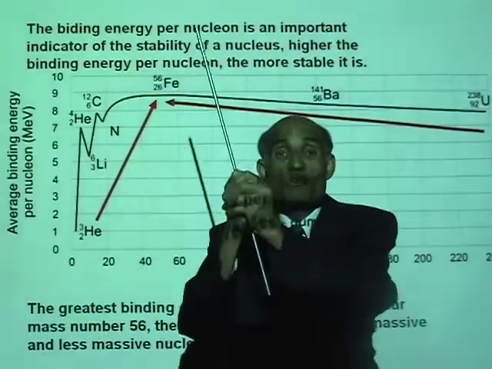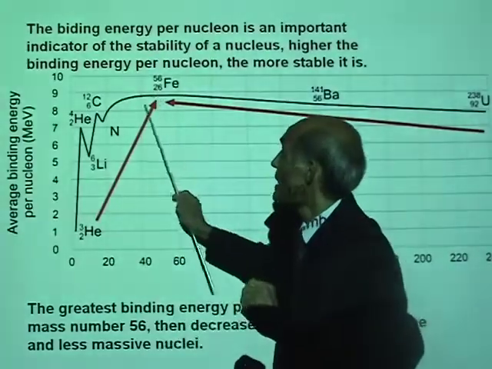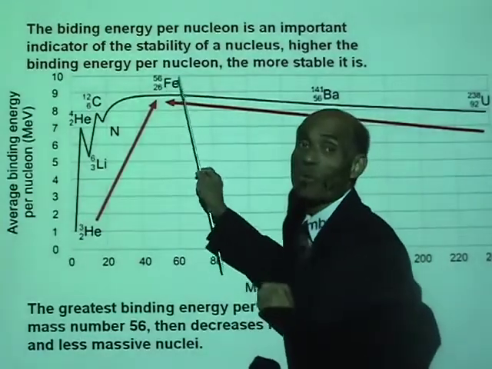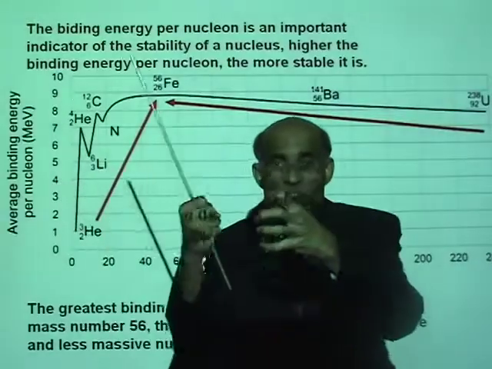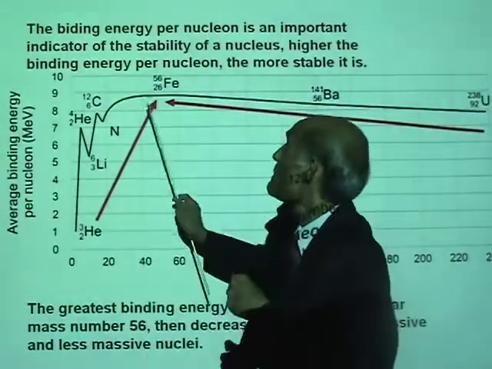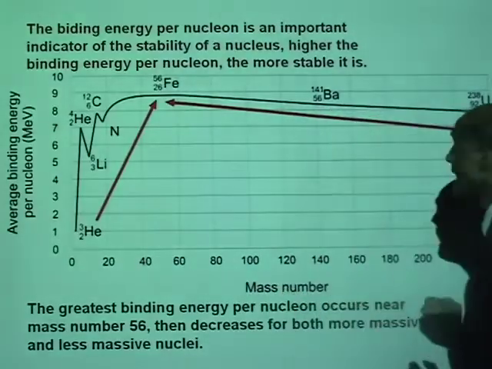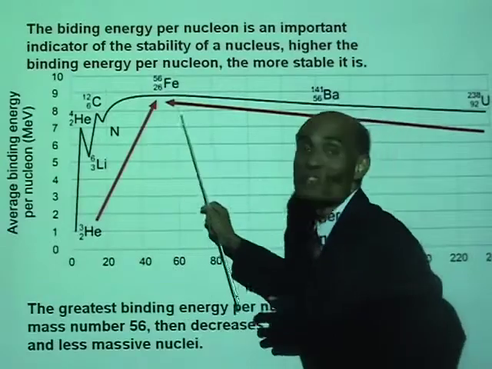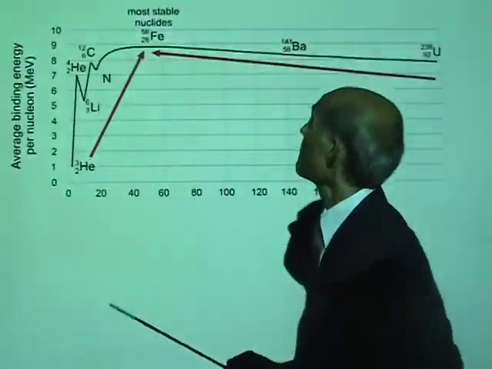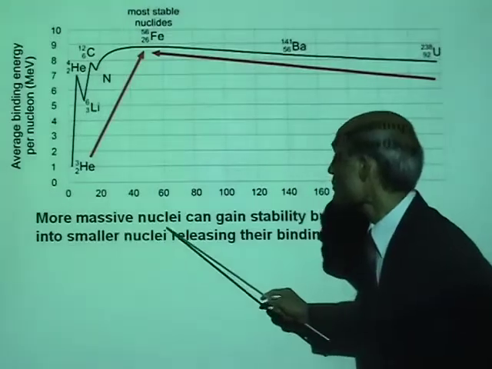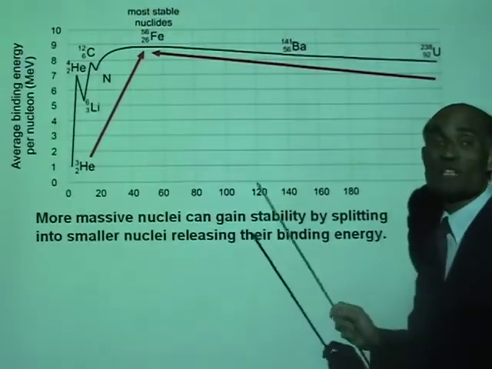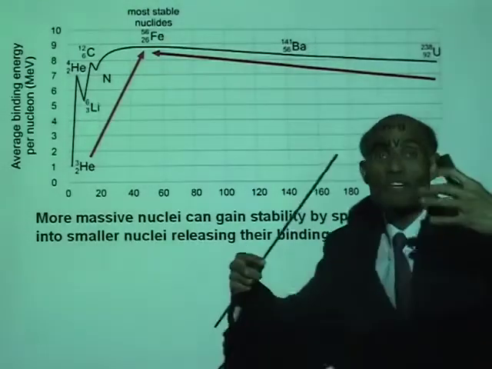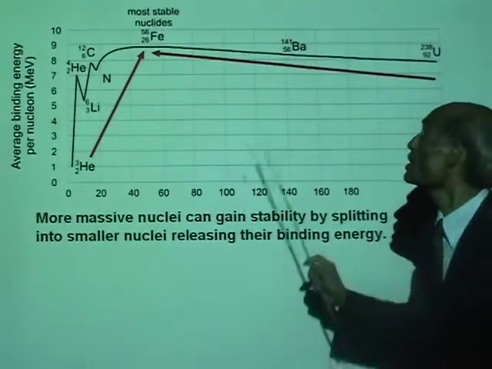They must fuse to become a bigger element so that their mass will become close to this and become more stable. So lighter elements, when they fuse together, become more stable. And heavier elements tend to break apart in order to become stable. Okay. Now, more massive nuclei can gain stability by splitting into smaller nuclei, increasing their binding energy per nucleon.